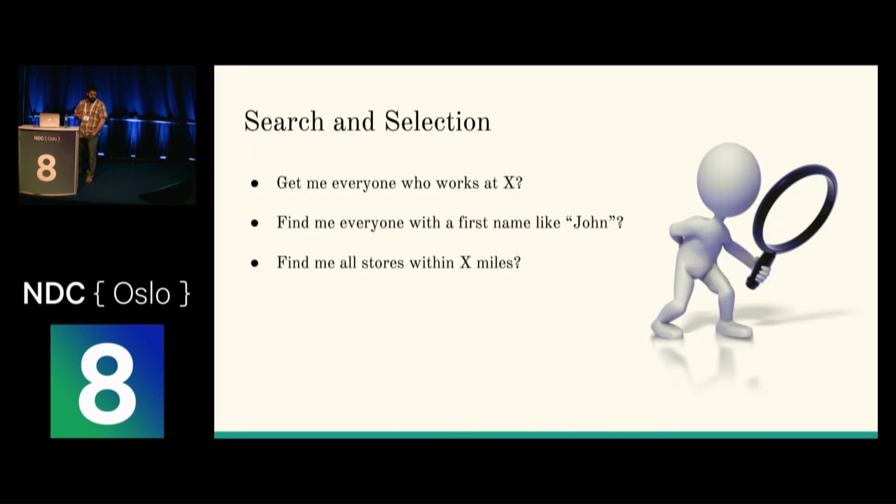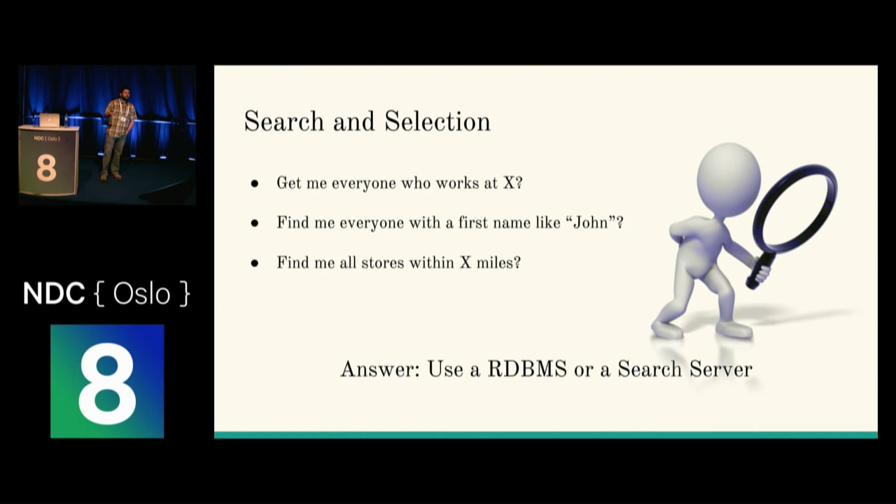So let's say you want to do a search or selection type problem. Give me everyone that works at a specific company, or find me everyone with a first name like John, or find me all stores within 200 miles of Oslo, Norway. Well, you should probably just use your relational database, or if you have a search server, something like Elasticsearch or Solr, they're far more tuned to answer this sort of question very effectively and efficiently.